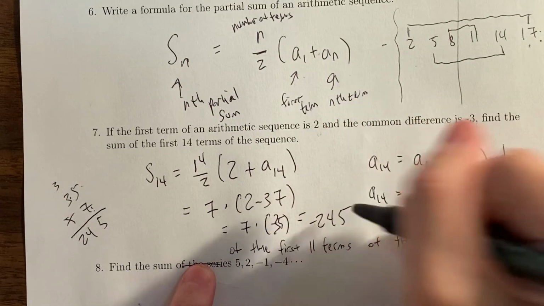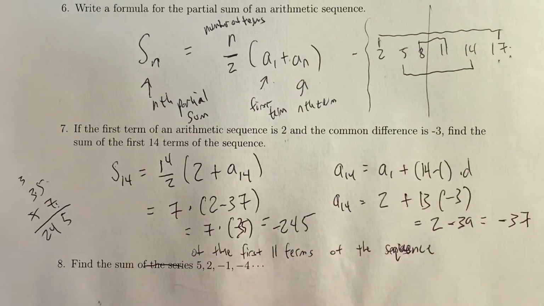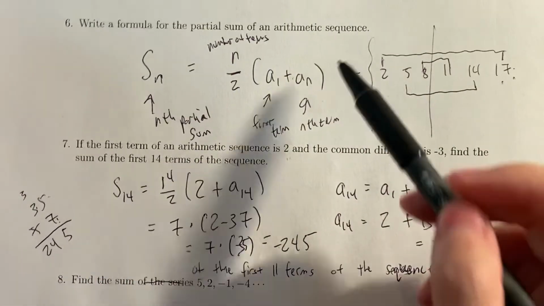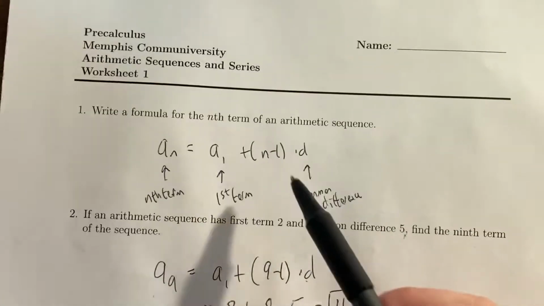So keep in mind that it's -245 because the common difference is negative, so all the terms are getting negative. So it makes sense that we're going to be adding up a bunch of negative things, so that's going to be negative. But again, not too bad. We're just using this formula, and we use this formula to find any variables we don't have.